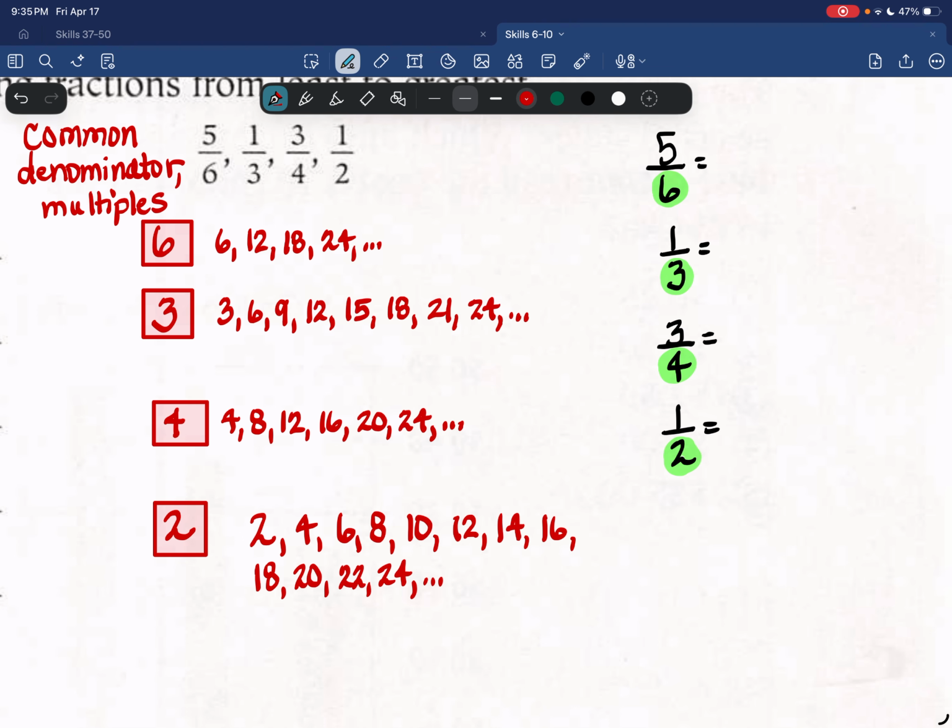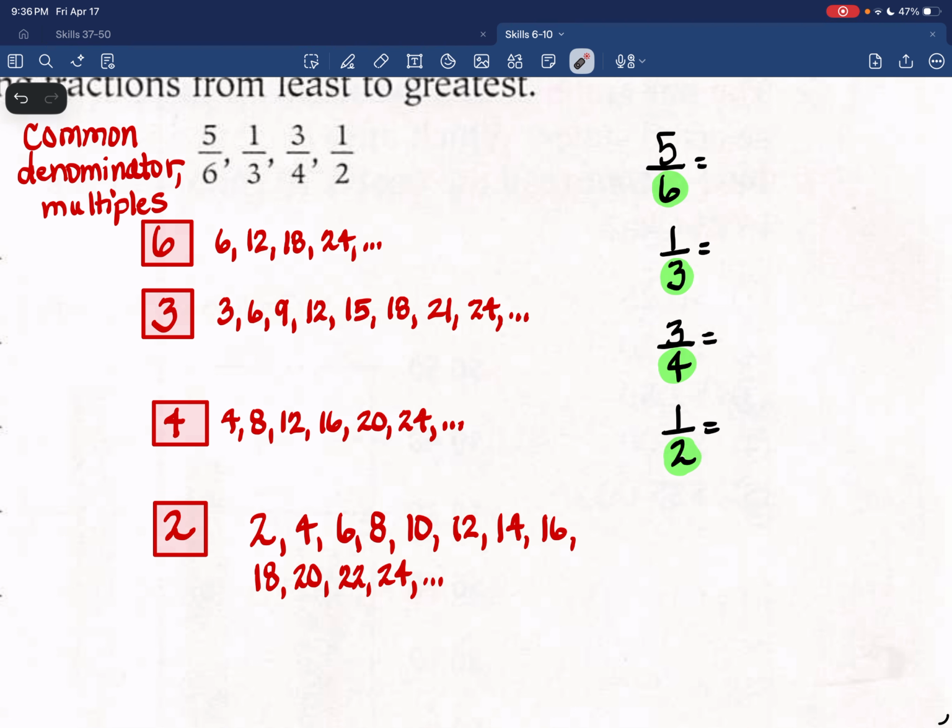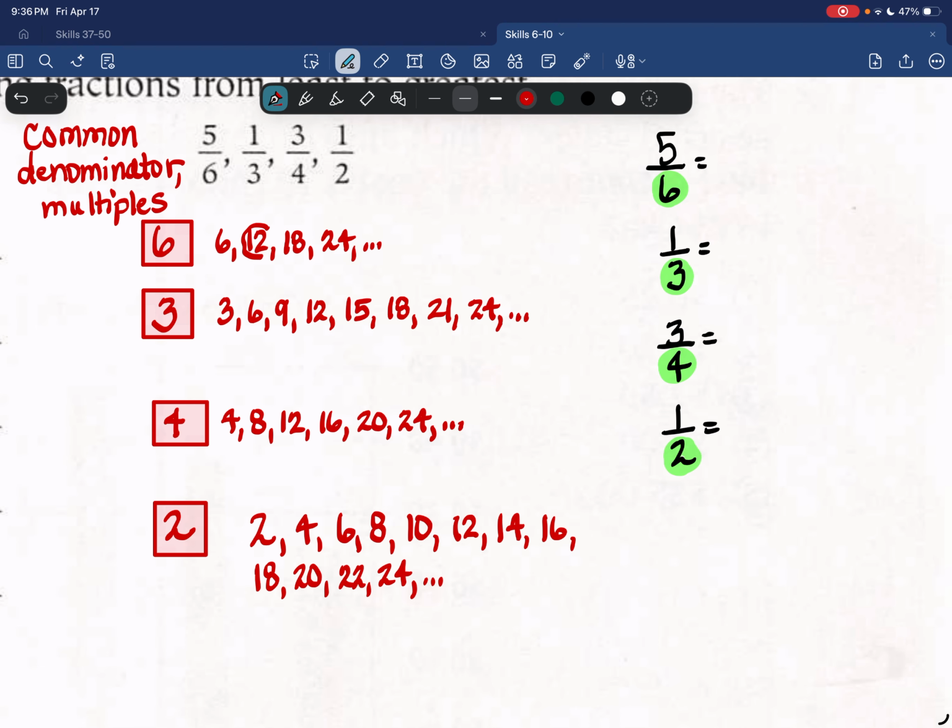Now, I need to look at these 4 lines of multiples and mark the common ones. Okay? Common means that it shows up in every single line. So for example, the 6 is in 3 of them, but it's not in the line for 4. Okay? I see a 12. That's in this one. It's in this one. It's in this one. And it is in this one.